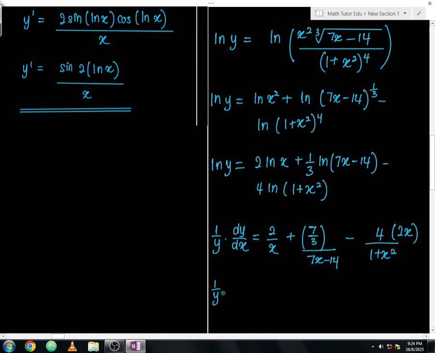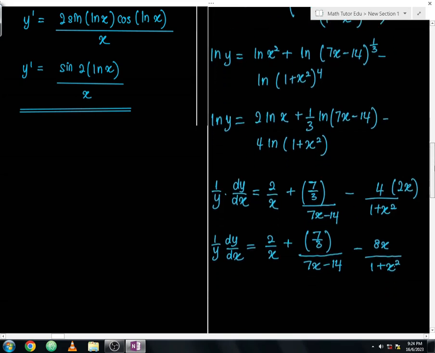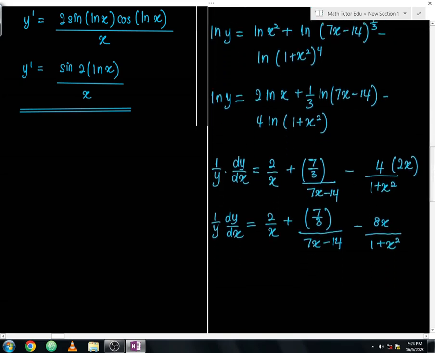So 1 over y times dy over dx is equal to 2 over x plus 7 over 3 divided by 7x minus 14, and then minus 8x divided by 1 plus x squared. So from here we are very close to our final step. We have just a few steps left. We want to eliminate this 1 over y, so we're going to times y both sides of the equation.